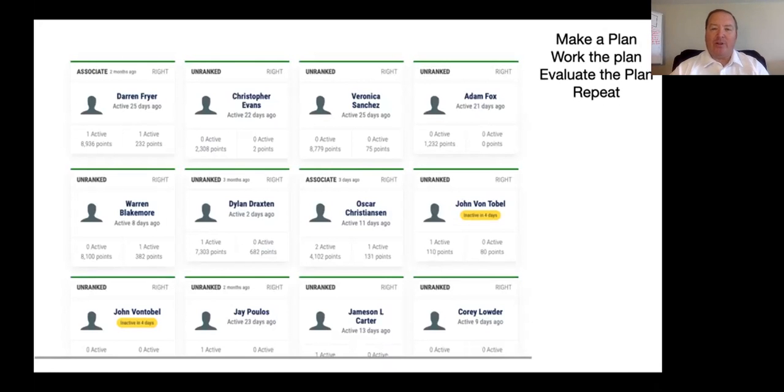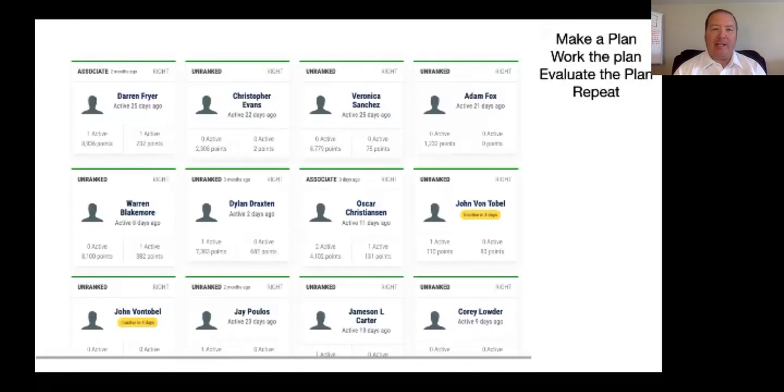I'm going to go over a little bit about how the activity of your business is kind of controlled. And if you notice, this is a downline shot. Every person on this page has a little different activity date. You can see that Darren up in the upper left has active 25 days ago. Dylan there in the middle has got active 2 days ago. And then if you see John, he's yellow. It says inactive in 5 days. As you're looking at your downline, this is a way for you to kind of help with their activity.